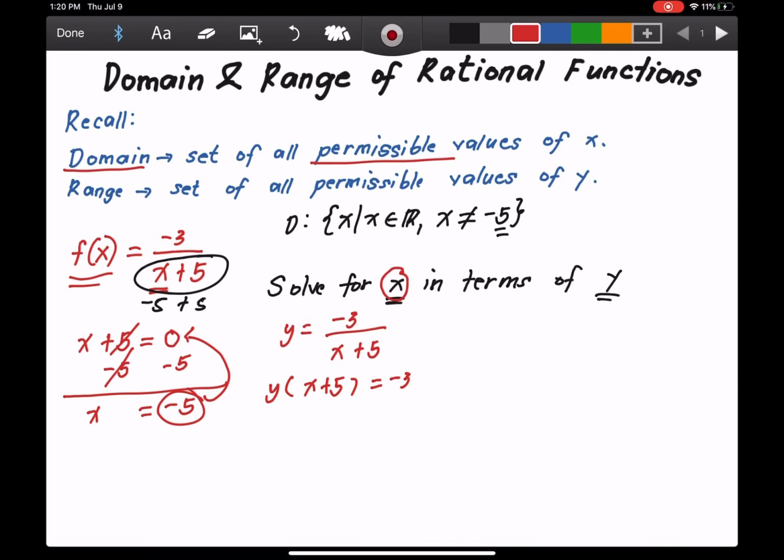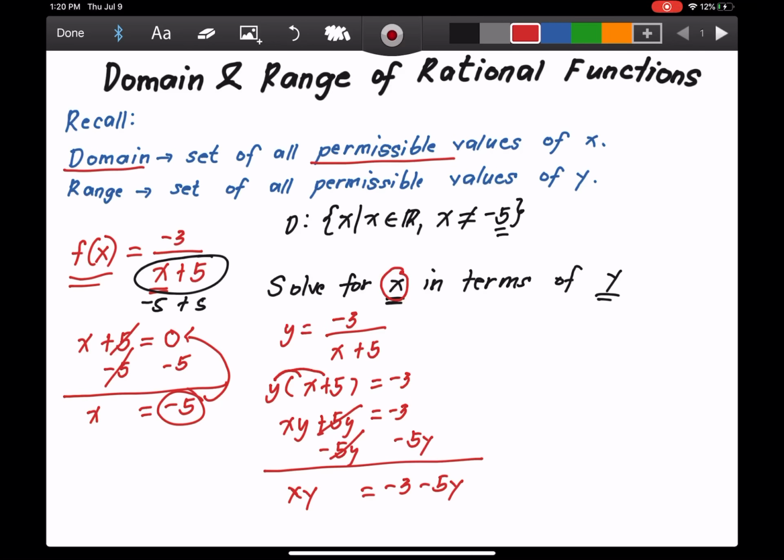Okay? So we are going to distribute now y inside the parenthesis. So y times x is xy, and then y times positive 5 is plus 5y equals negative 3. Ngayon, kailangan ang matira lang sa isang side ay yung may x. Nakuha nyo ba? So, ibig sabihin, kailangan nating mag-subtract ng 5y. So, subtract 5y sa magkabilang sides. So, we cancel this out kasi nga 0 na yan. So, we have xy equals negative 3 minus 5y.